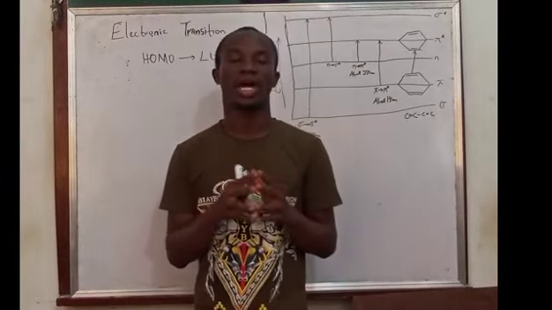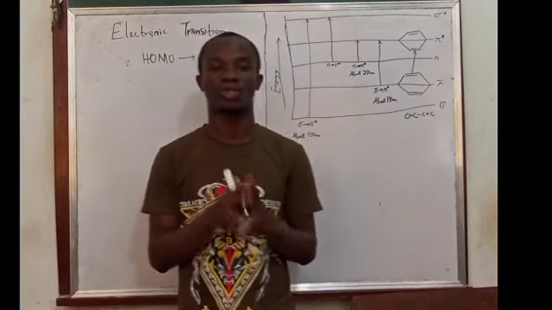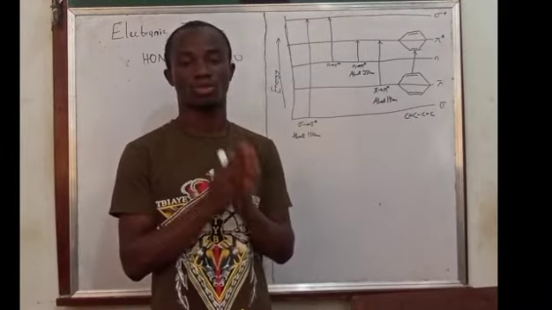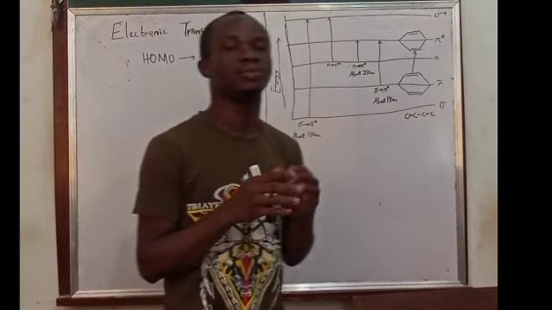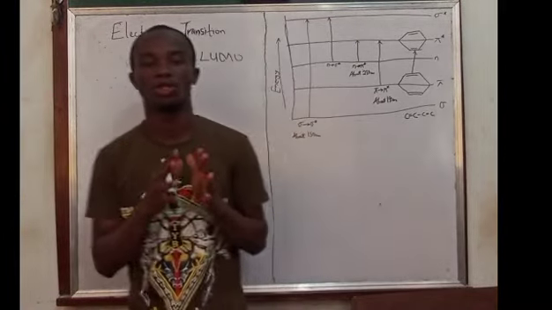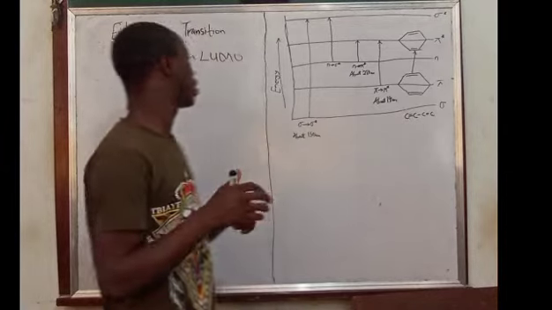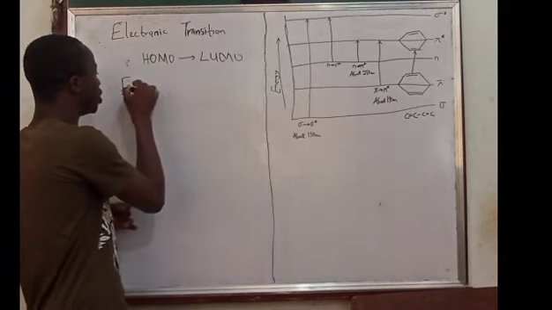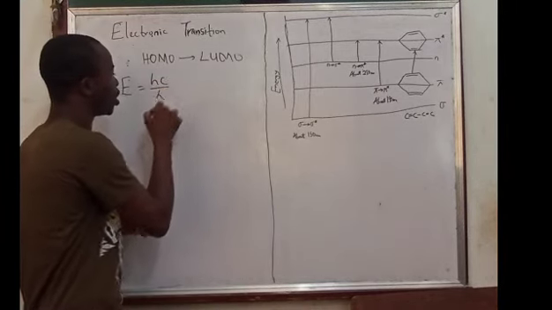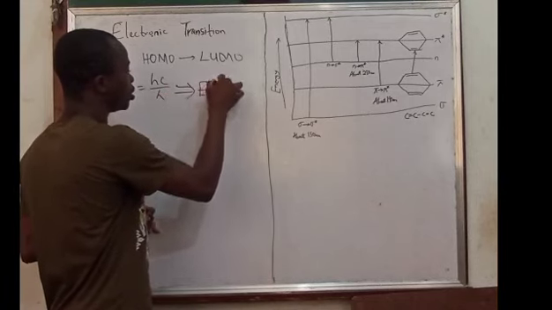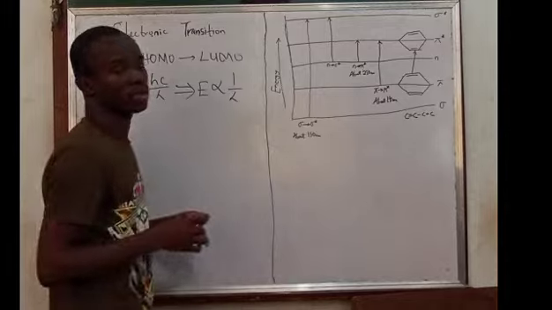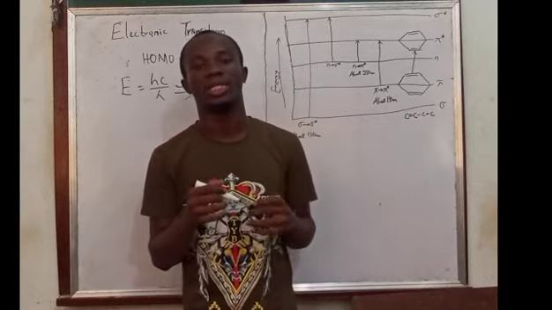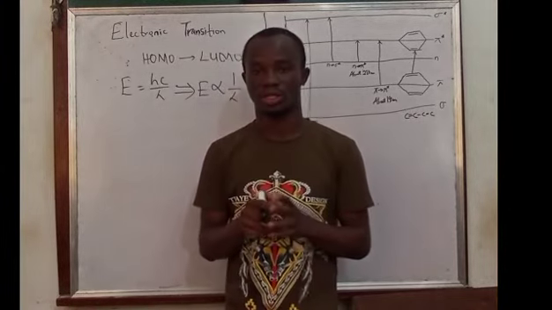So when ultraviolet light or visible light is absorbed by molecules, the electron transits from one orbital to another, and the energy required for the transition is also related to the wavelength of the absorbed light. We have already said in videos before this section that energy equals hc over lambda. This implies that energy is inversely proportional to the wavelength. So what we're trying to say is that as the energy required for electron transition increases, the wavelength decreases.